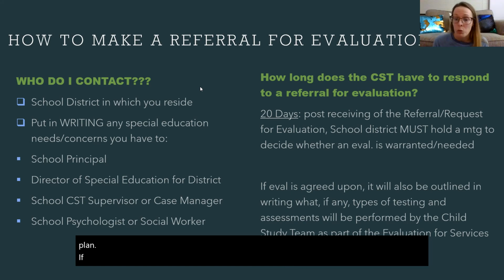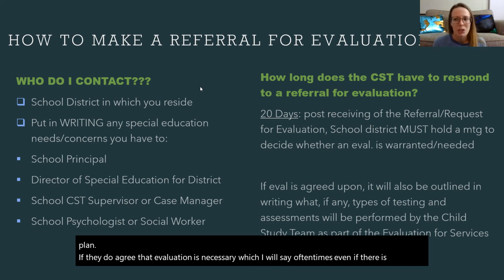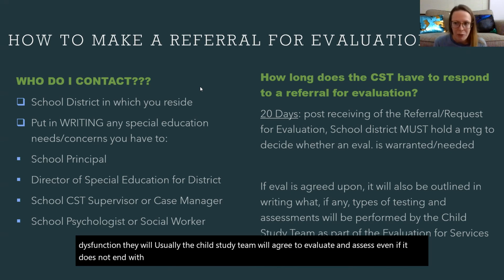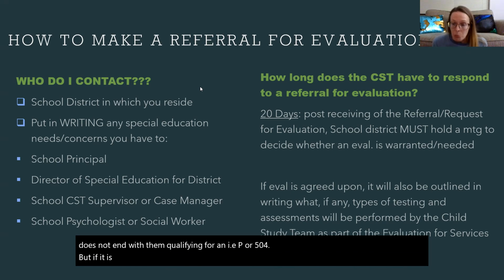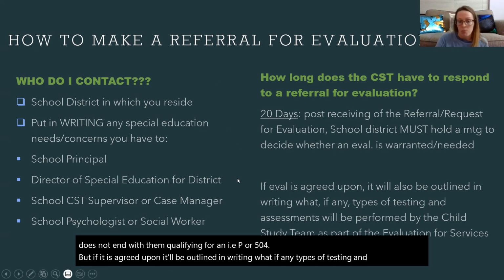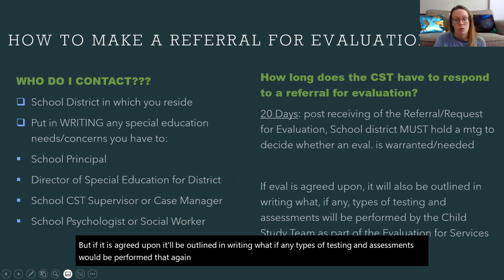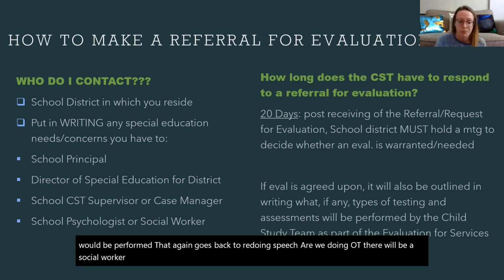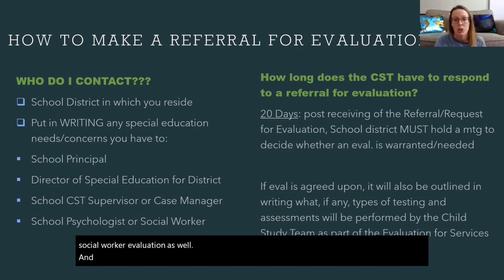If they do agree that evaluation is necessary, which I will say oftentimes, even if there is mild dysfunction, the child study team will usually agree to evaluate and assess, even if it does not end with them qualifying for an IEP or 504. But if it is agreed upon, it'll be outlined in writing what, if any, types of testing and assessments would be performed. That again goes back to, are we doing speech? Are we doing OT? There will be a social worker evaluation as well, and a psychology portion.